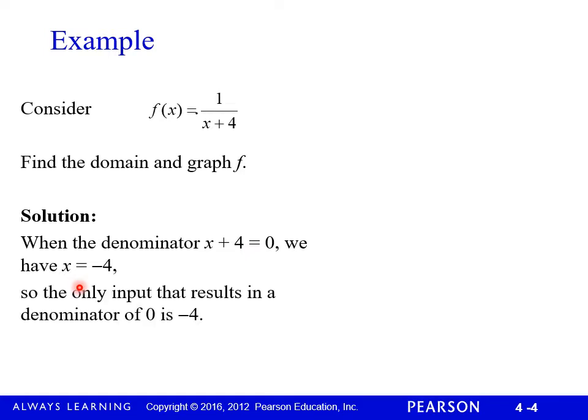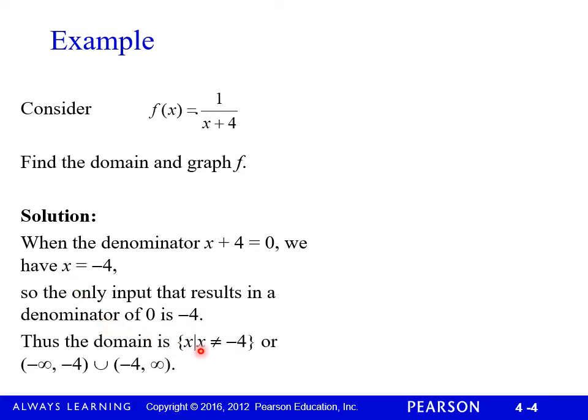So the only input that results in a 0 in the denominator is negative 4. So the domain is, in set notation, x such that x cannot equal negative 4. Or in interval notation, we go from negative infinity to negative 4 with parentheses, union from negative 4 to infinity.